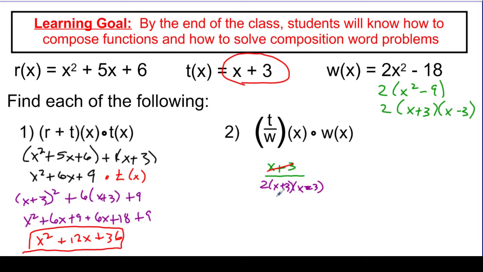And it looks like I have an x plus 3 and an x plus 3. So this is going to turn into 1 over 2 times x minus 3. That is the result of t over w of x. Okay, so what we're going to do now is compose this expression with w of x.